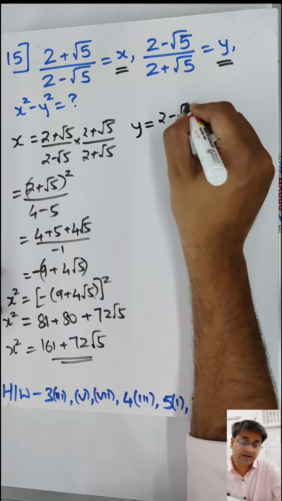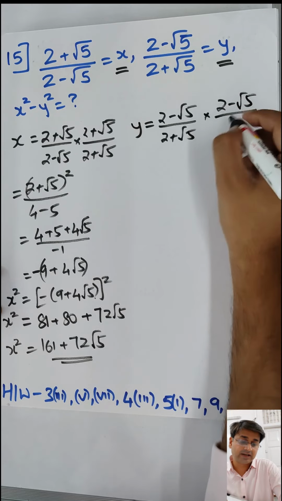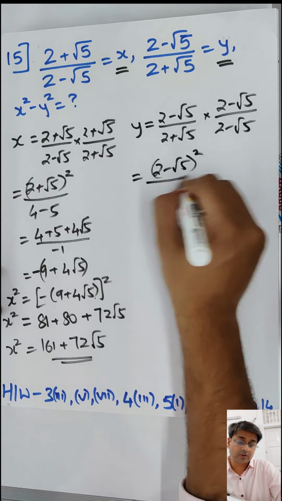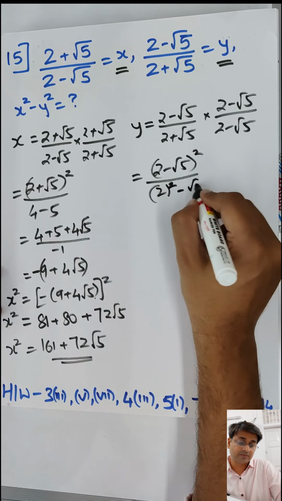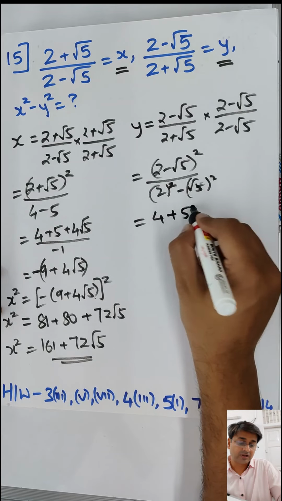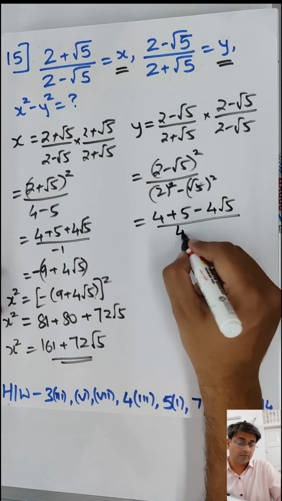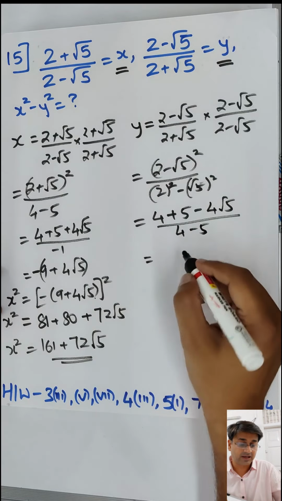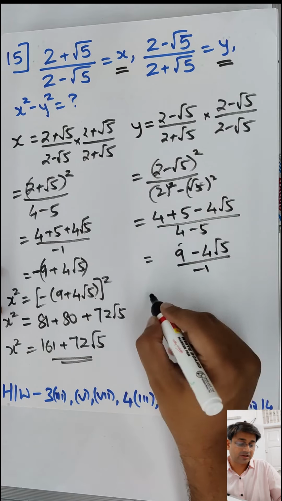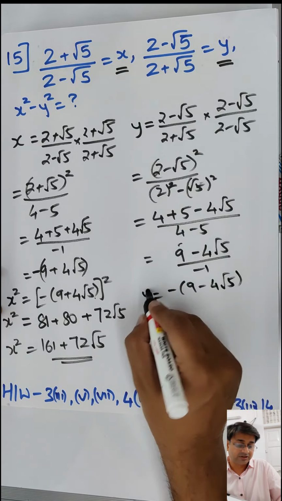So y is 2 minus root 5, 2 plus root 5. So conjugate 2 minus, 2 minus. So I will get 2 minus root 5 the whole square, a square minus b square. So basically a square plus b square minus 4 root 5 upon 4 minus 5. So which is going to be 1 again. So 9 minus 4 root 5 upon minus 1. Again bring this minus outside. Don't open it. Okay. So this is y.